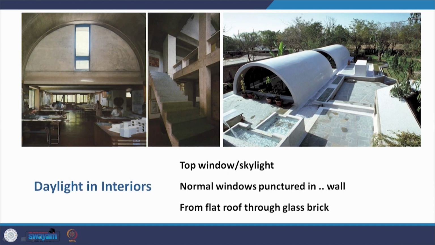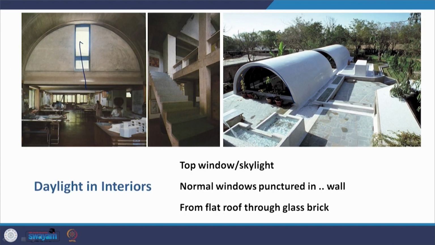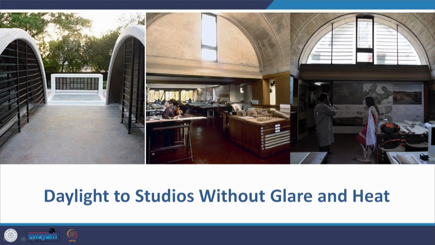So the daylighting in the interiors is diffused, it pulls in from the skylights that are there in the barrel vaults, and even there is a full window here. If you just go back, you see there is a full window here, it is pulling in the light, and the normal windows are punctured into the wall, and there is also this flat roof in which there are these glass bricks provided, and light filters in through this also, and over these glass bricks the falling water is passing. So daylight to the studios is without glare and heat.